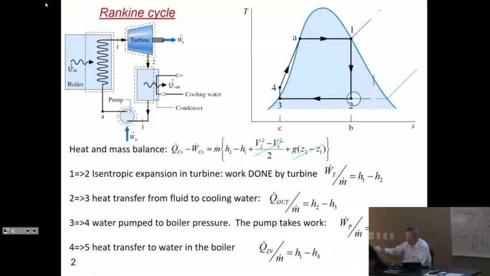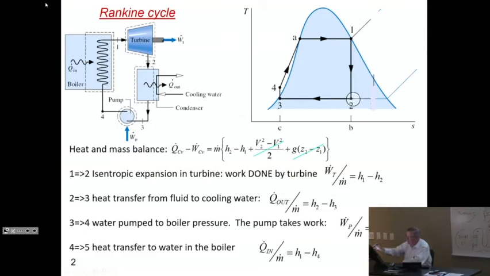So now at point 2, you have vapor that has a certain quality. This is vapor at a low temperature, low pressure, but it has a certain quality. There's a certain fraction of it that's vapor, and a certain fraction of it that's liquid. So that's step number 2.